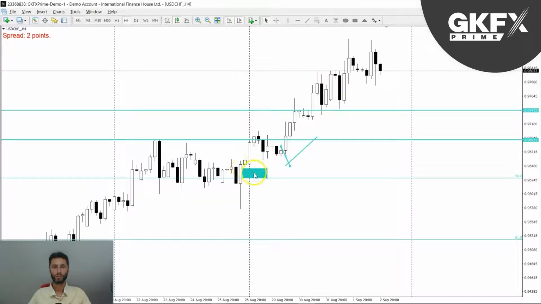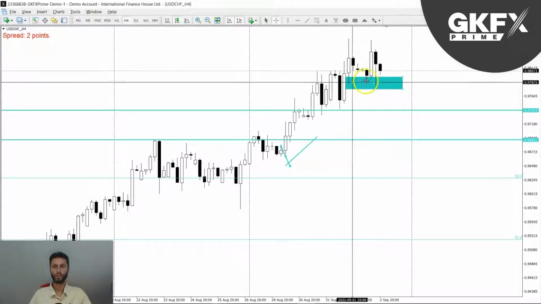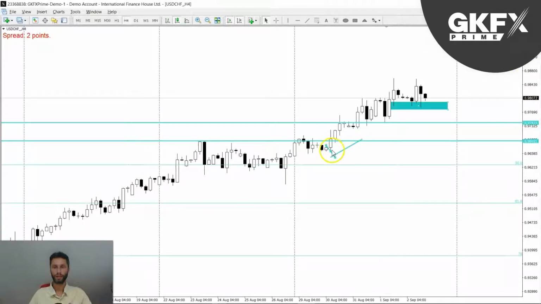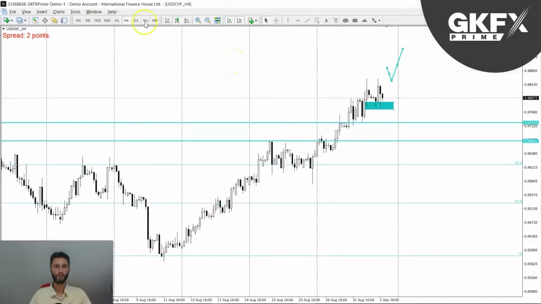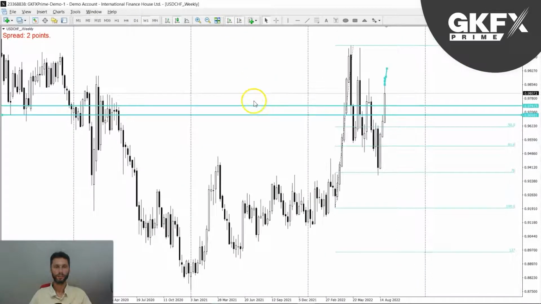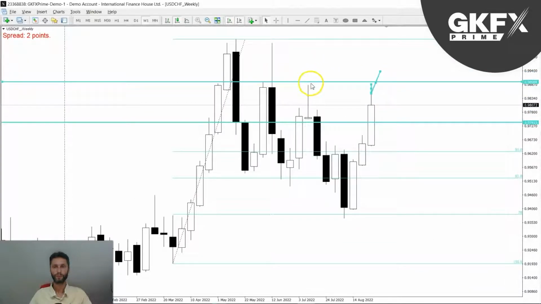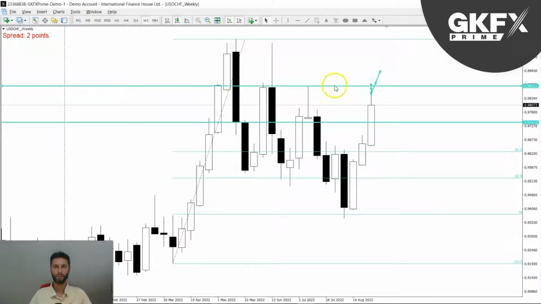So what's next? Well, we're going to look for a similar type of idea. I do like the fact that we've got lots of these rejection wicks to the downside, so I am looking at a higher probability scenario to come up even further. Let's look on the weekly. Look to the left. I've got this level here. Let's go to the daily.